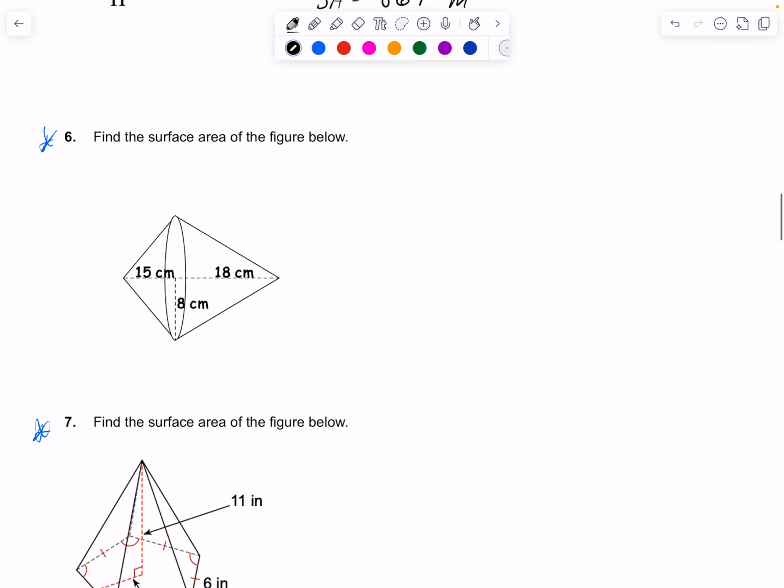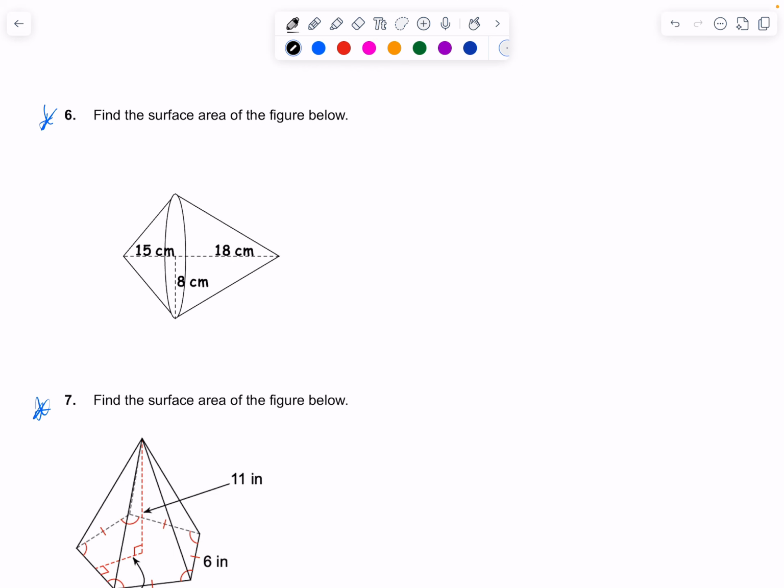Okay, going to number 6. Now, in number 6, you'll notice that we have 2 cones back to back. So what I'm going to do is find the surface area of this figure by finding the lateral area of each of these cones and adding them together. So my surface area is going to be the lateral area of cone 1 plus the lateral area of cone 2.